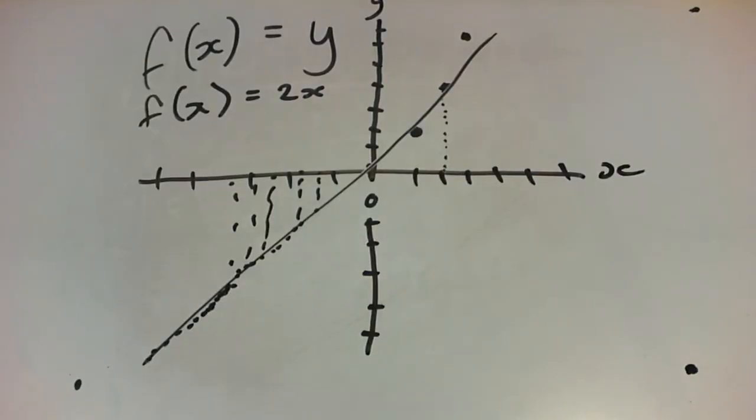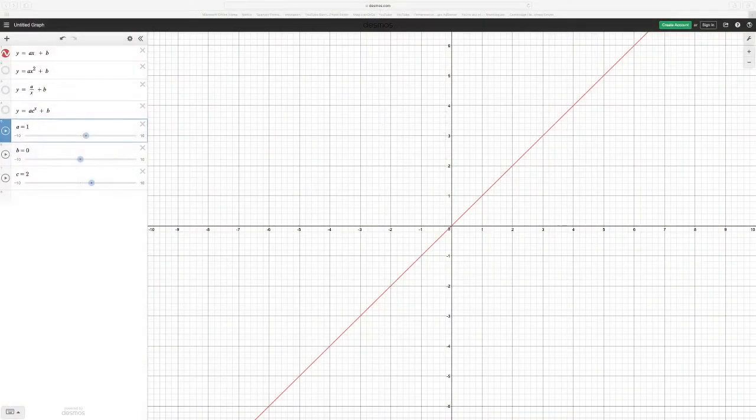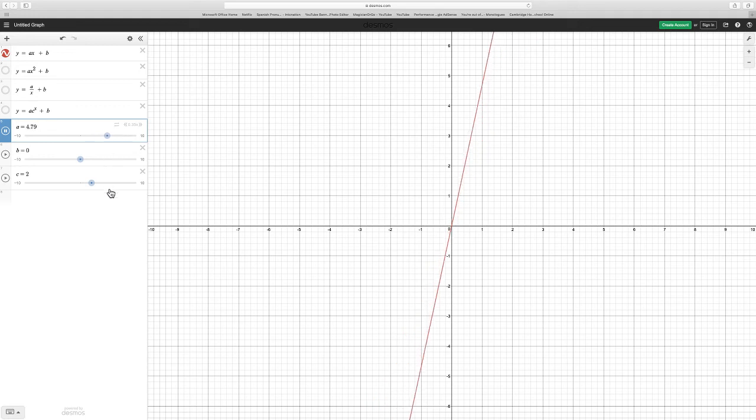And so from that, we can look back at our graph and see what A and B do to the graph as they change. So we can press play here and see what A does as it increases and as it decreases. When A increases, you can see that the graph gets higher and higher up, or more vertical. And as A decreases and approaches 0, it becomes more horizontal.